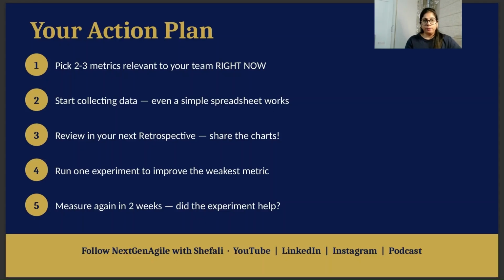Now, what is your action plan? Pick 2 to 3 metrics relevant to your team right now. Start collecting data. Even a simple spreadsheet works. Review in your next retrospective. Share the charts. Run one experiment to improve the weakest metric. Measure again in 2 weeks.